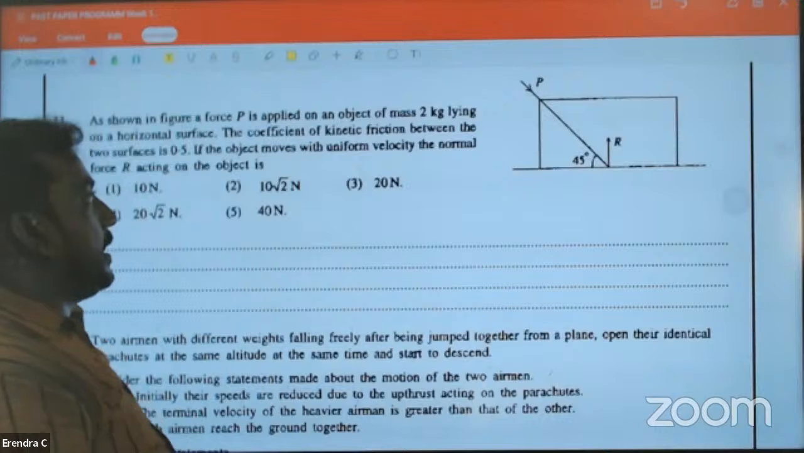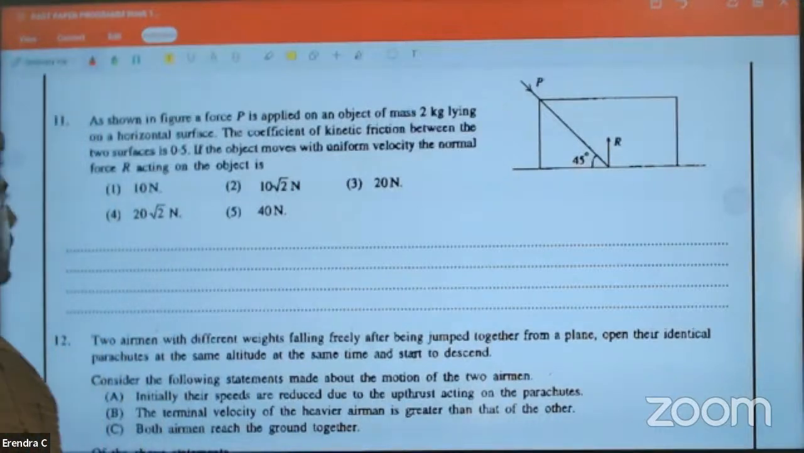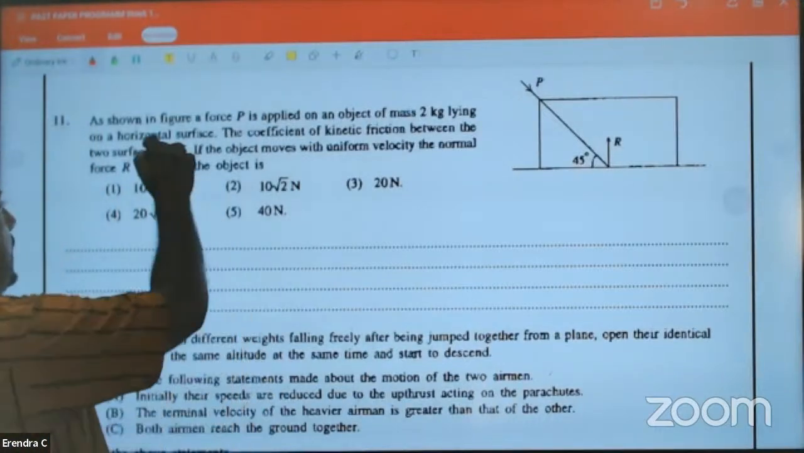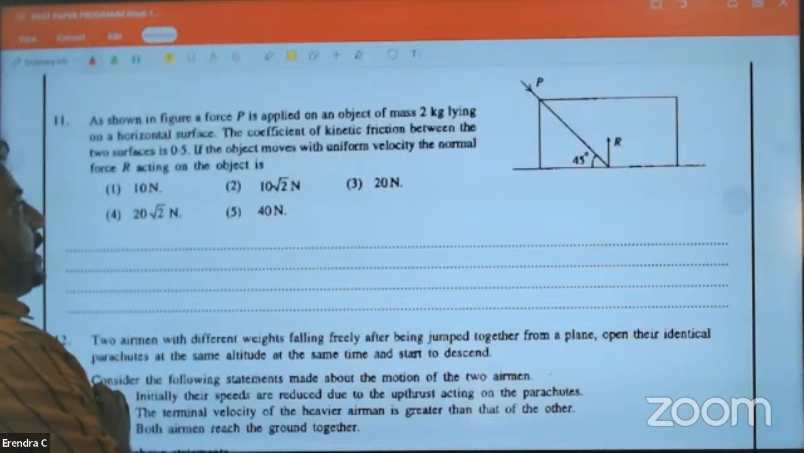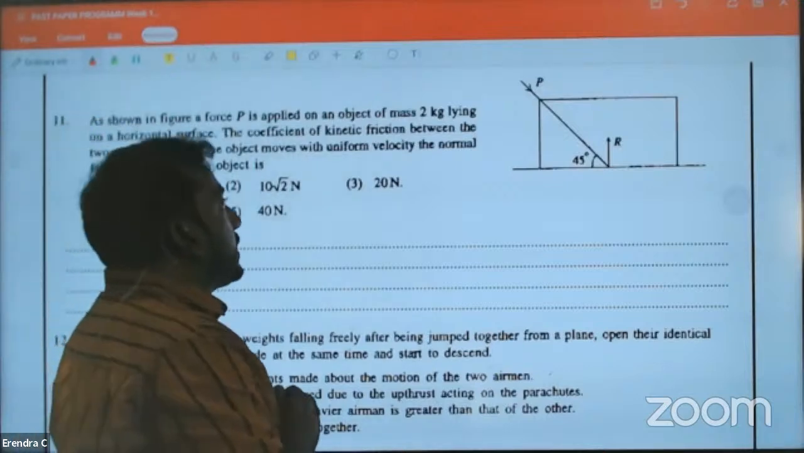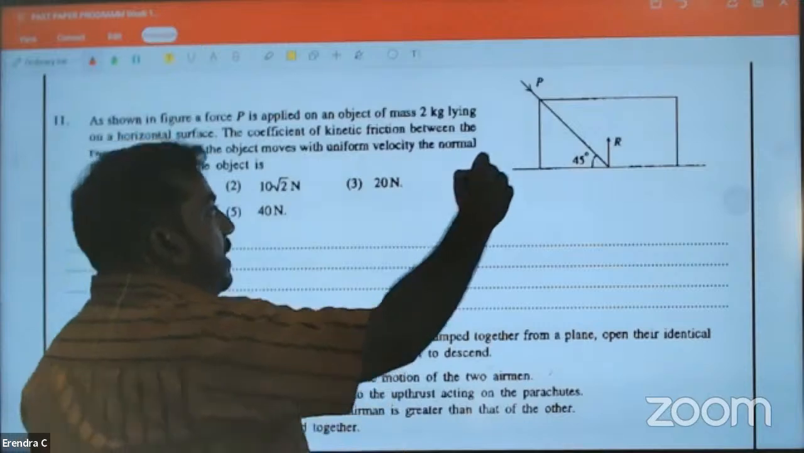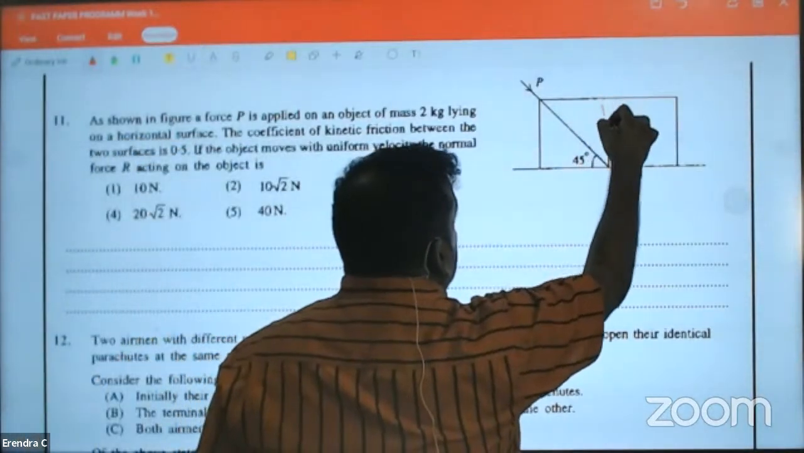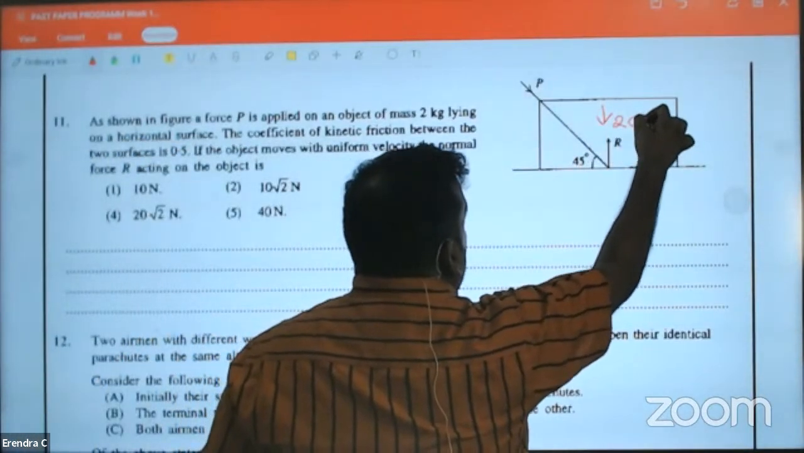Okay, right. Look at this carefully. As shown in the figure, P is applied to an object of 2 kilogram. Let's mark the forces. 2 kilogram is 20 newtons here.